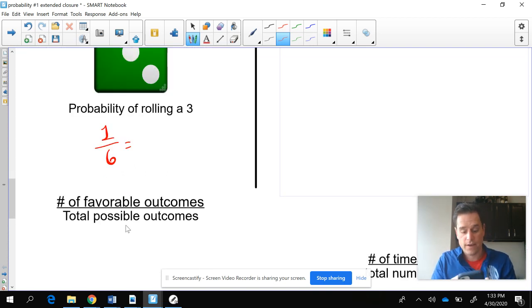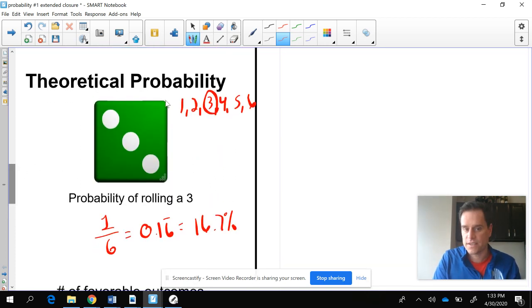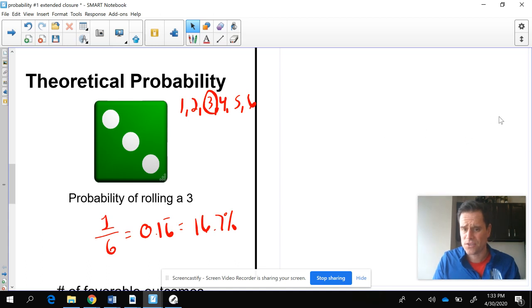If we divide that, 1 divided by 6, we're going to get 0.16 repeating, and we're going to round that to 16.7%, because that goes on forever. Well, in theory, we should get a 3 16.7% of the time. But that's not always the case, right? When you roll the dice, maybe you get a bunch of 3s in a row.